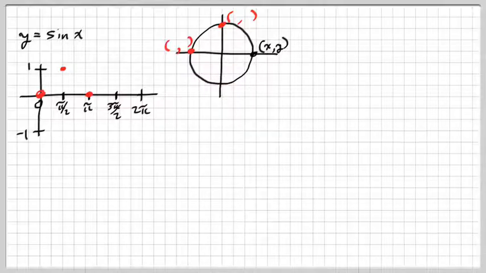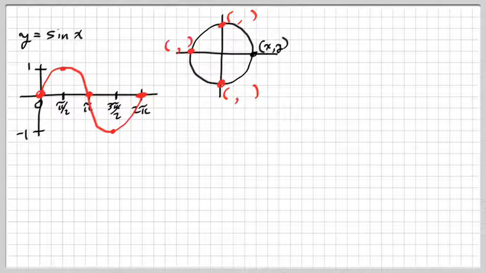Now look at 3 pi over 2. What's the y value there? Negative 1. And then 0 at 2 pi, we're back to 0. So there is your sine function. Now that's the mother function for sine. So whenever you think of sine, you're thinking of that, and you're thinking about how you're changing it. Okay, so what about cosine?